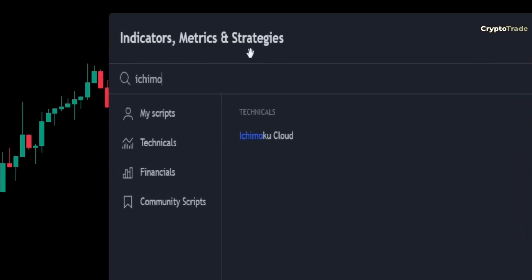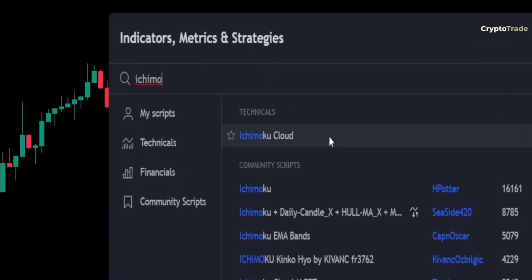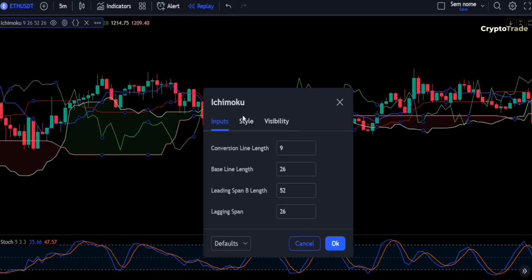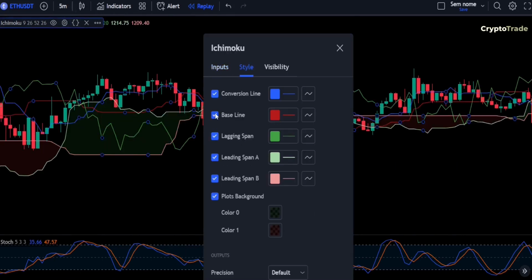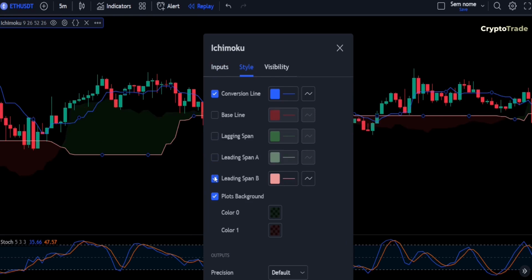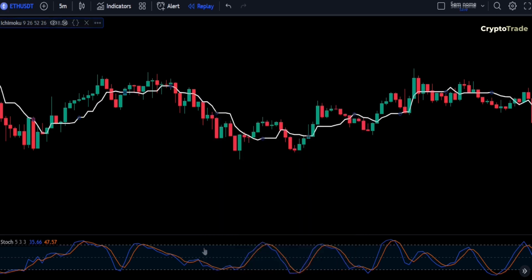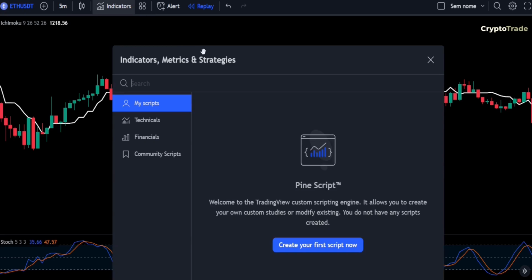To add the second indicator to the chart, open the indicator search bar in Tradingview and type Ichimoku CLOUD. Select the indicator as shown in the video. Click on Settings and in the Style tab, unselect all checkboxes except the Conversion Line checkbox. Change its color to white and increase the thickness of the line. Click OK to finish.